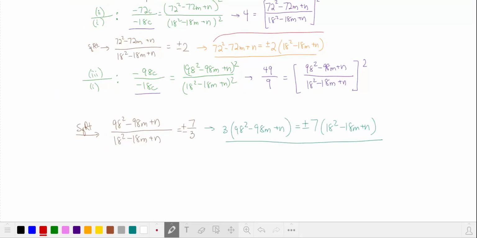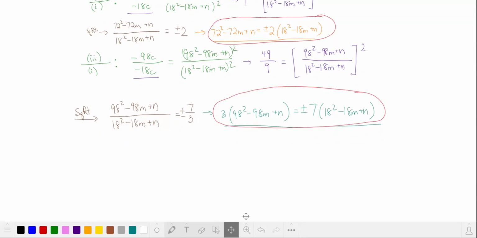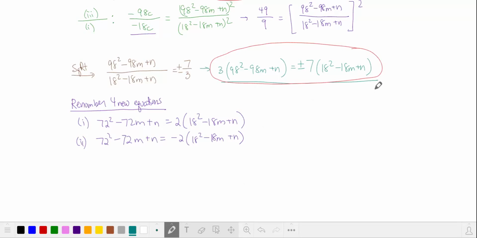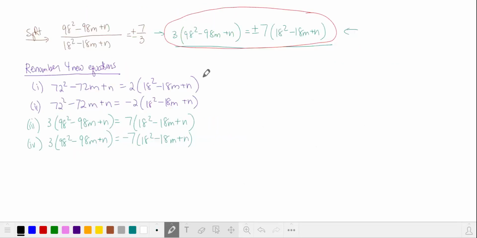So now we have two pairs of equations. Let's number these over again 1 through 4. So now we're going to say that equation 1 comes from this first one, where this is equal to plus 2 times the expression on the right. And equation 2 will be minus 2. And equations 3 and 4 are going to come from here. After combining like terms and simplifying, we end up with this much nicer equation.